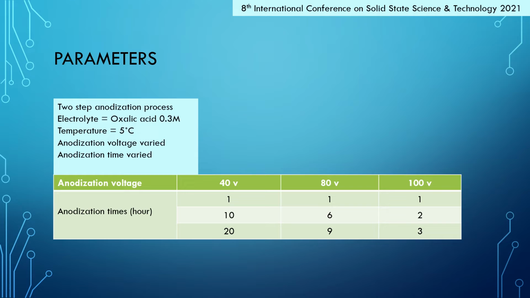Two-step anodization was carried out in this experiment. The electrolyte used was 0.3 molar oxalic acid and kept at 5 degrees Celsius throughout the anodization process. To study the effect of voltage and time of anodization, we varied both of these parameters with 9 samples as stated on the table.